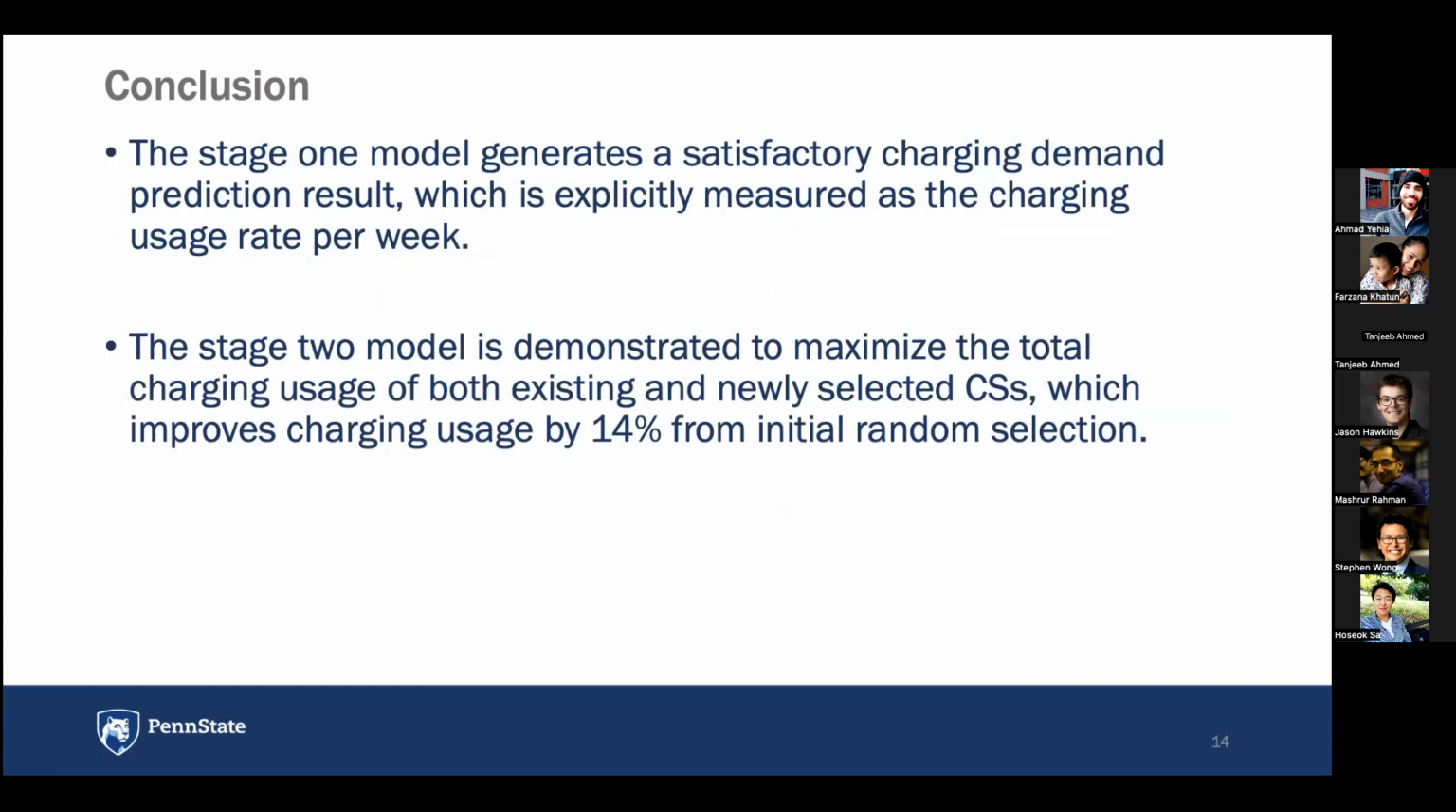Here is the conclusion. The stage 1 model generates a satisfactory charging demand prediction result, which is explicitly measured as the charging usage rate per week. And the stage 2 model is demonstrated to maximize the total charging usage of both existing and newly selected charging stations, which improves the charging usage rate by 14% from initial random selection.